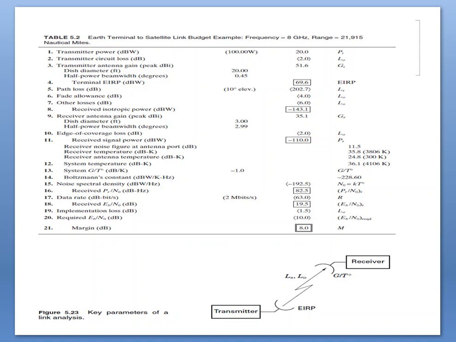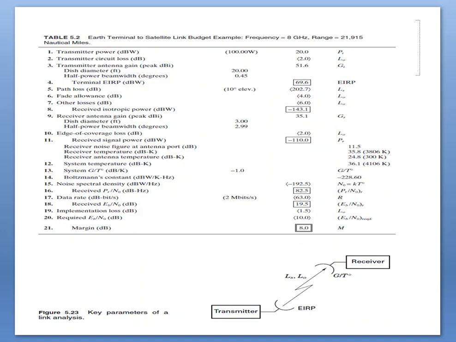In the first one, the transmitting power is 100 watts. Circuit loss between the transmitter and antenna is 2 dB. Transmitting antenna gain is 51.6 dBi. The net tally items: EIRP is 69.6 dBW. The path loss has been calculated for the range shown in the table title, corresponding to a 10-degree elevation angle at the terminal.